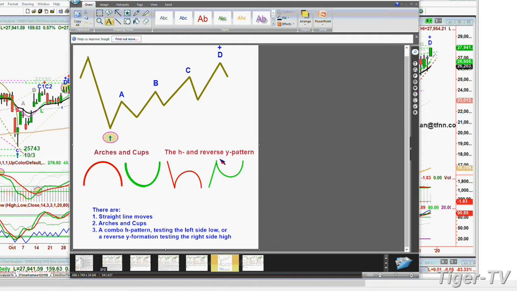The same thing applies at the top, where you go from the left side high after a straight line move to the top, and you make a cup formation. If you break out to the topside with good technicals, you can keep going higher. Basically, that's how you look at peak A, and then you take out that peak A by one penny to start leg B. There's your reversed Y, and another reversed Y. Those are the simple techniques.